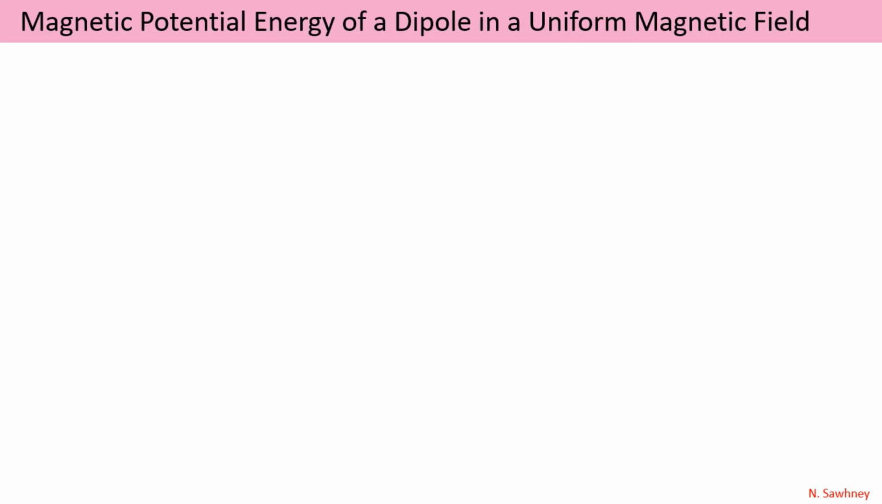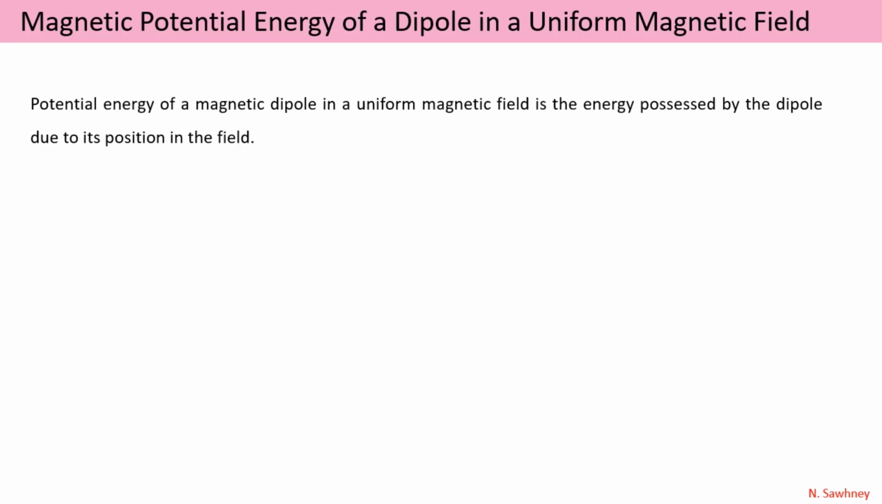Now, let us calculate the magnetic potential energy of the dipole when it is placed in a uniform magnetic field. We have just studied that when the dipole is acted on by an external magnetic field, a torque acts on it, which will try to align that dipole according to the external magnetic field. Definitely some work is done to change the orientation of the magnet against the torque. So, the potential energy of the magnetic dipole in a uniform magnetic field is the energy possessed by the dipole due to its position in the field. This we know.